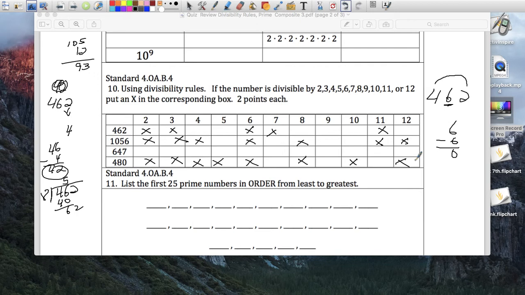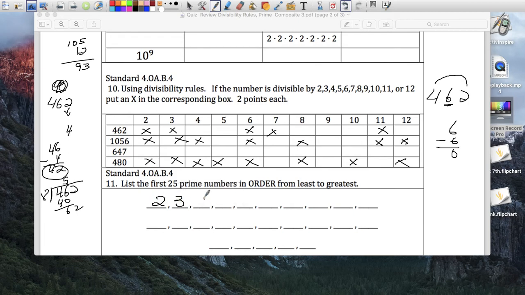Okay, and the next one, primes under 100. Let's start writing all the prime numbers. Obviously, if you have your notebook, you can, but you're not going to have your notebook, so try to memorize.